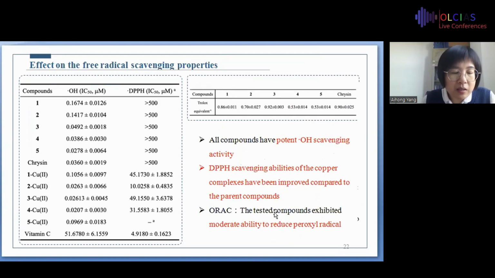Next, several assays were employed to determine the antioxidant capacities of the compounds. The left table shows that all compounds have good hydroxyl radical scavenging activity. DPPH scavenging ability of the copper complexes has been improved compared to the parent compounds. As shown in the right table, the compounds exhibited moderate ability to reduce peroxyl radicals.